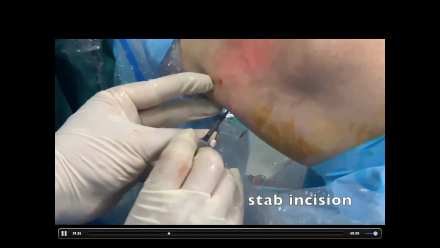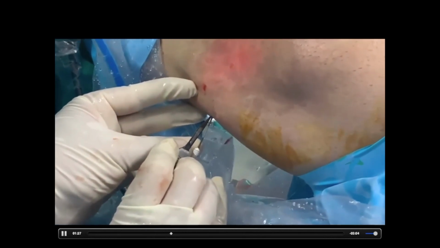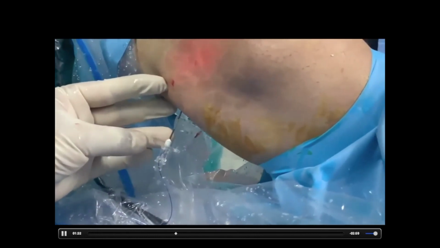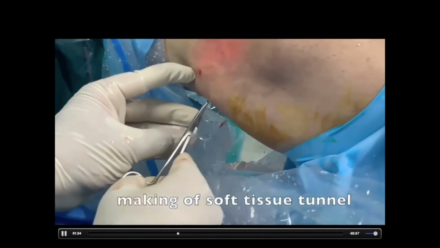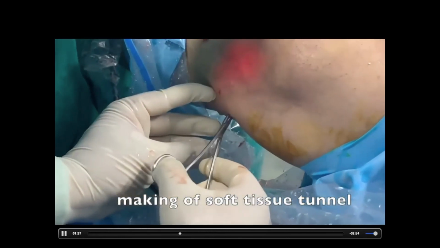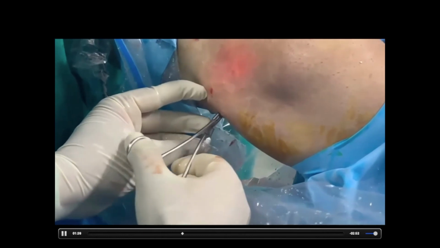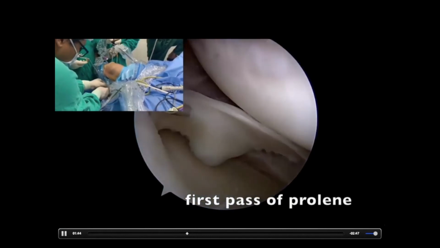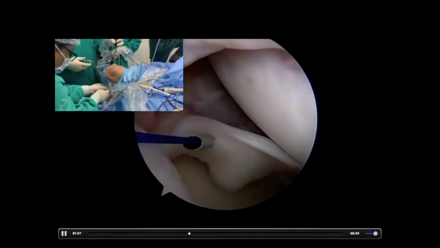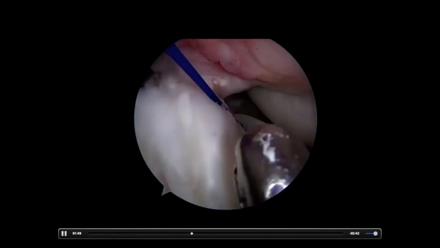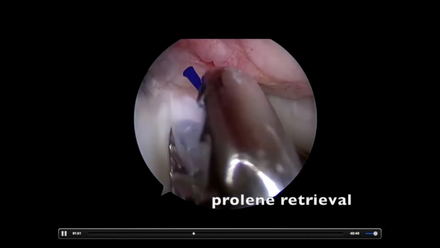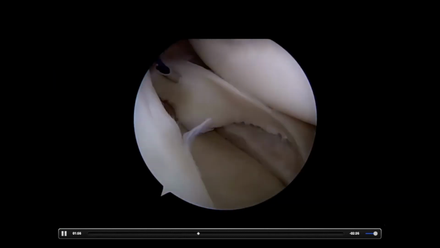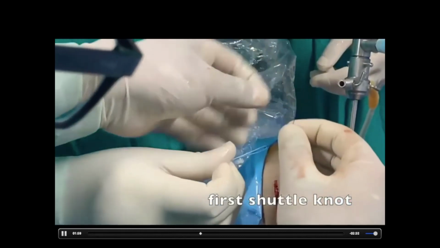Then from where the epidural needle inserts, we make a sharp poke, and we make a soft tissue tunnel with the help of a mosquito up to the capsule. Then we insert the number 1 proline through this cannula, through this epidural needle, and we grasp this proline and take it out through the anteromedial portal through the cannula.